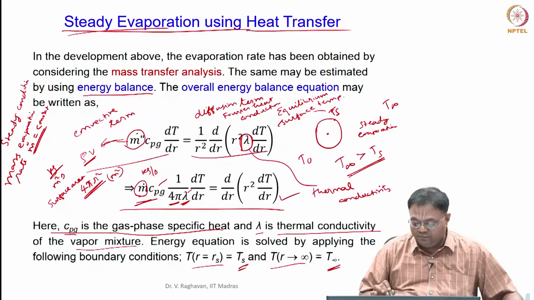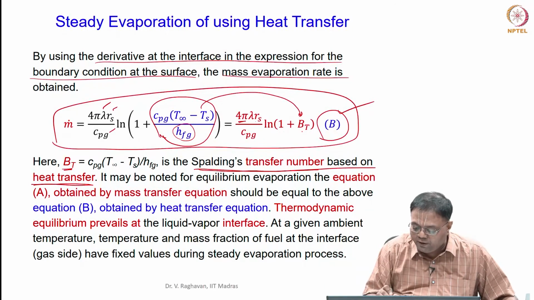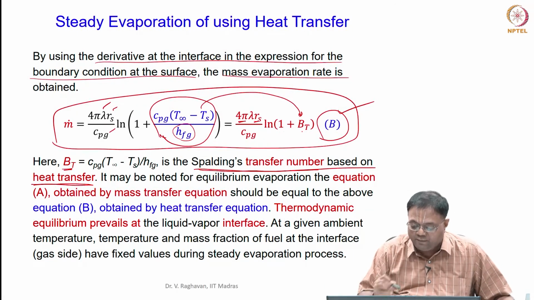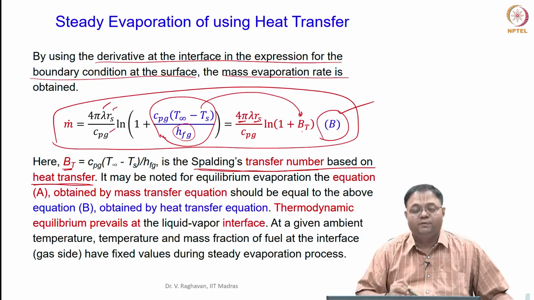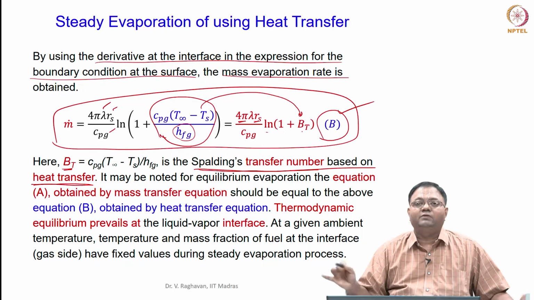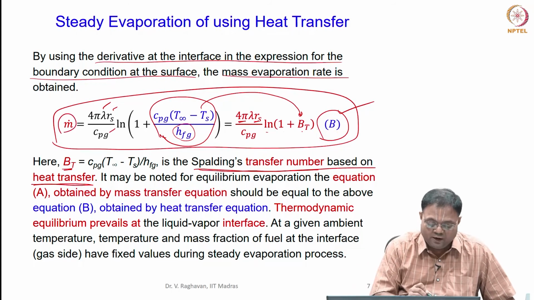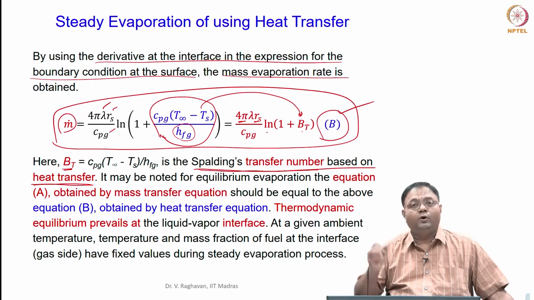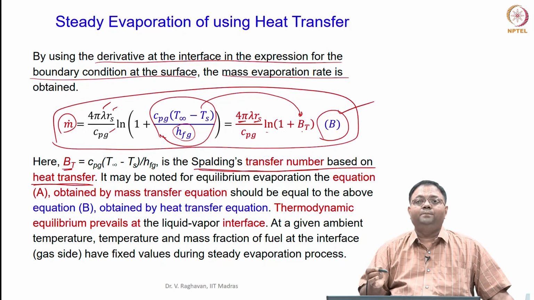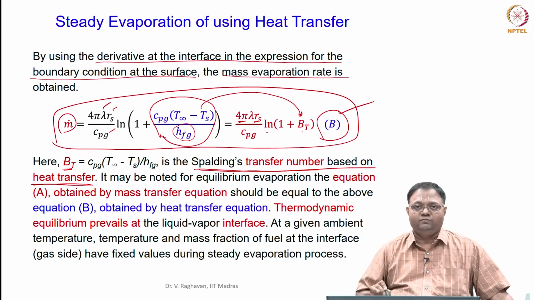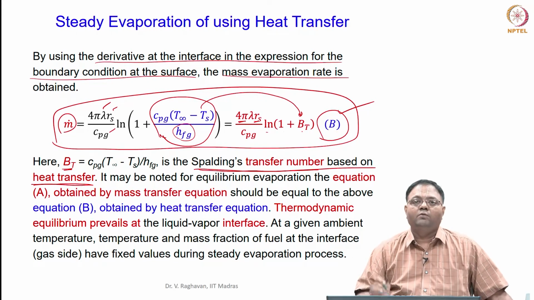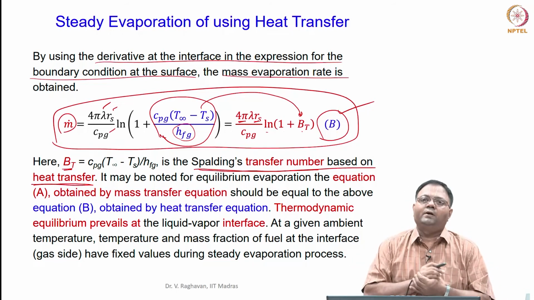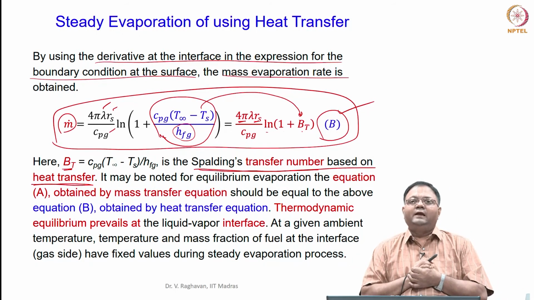So this is A. Similarly, here you have 4 pi Rs, and the driving force is lambda by Cpg, because for heat transfer the thermal conductivity is the driving property, into natural logarithm of 1 plus the transfer number. So it is very simple. The evaporation rate is equal to 4 pi Rs into a driving force, which is the property involved in the transfer process, rho D in the mass transfer and lambda by Cpg in the heat transfer, into natural logarithm of 1 plus a transfer number. The transfer number is appropriately defined for mass transfer and heat transfer.